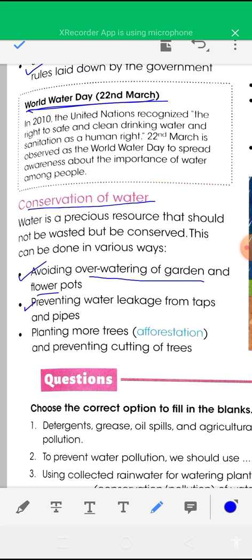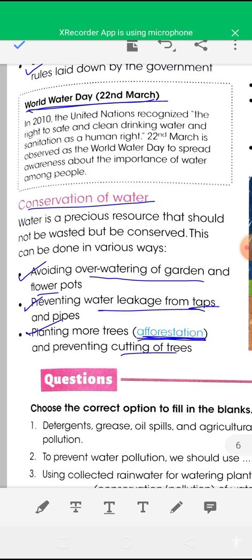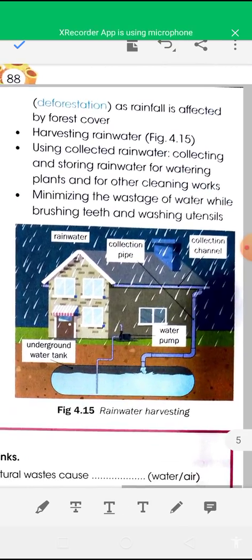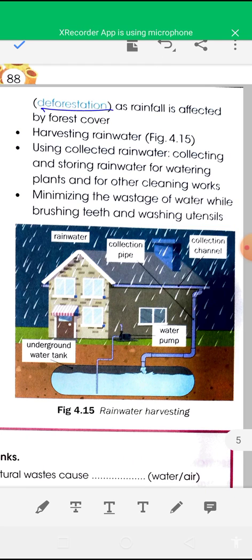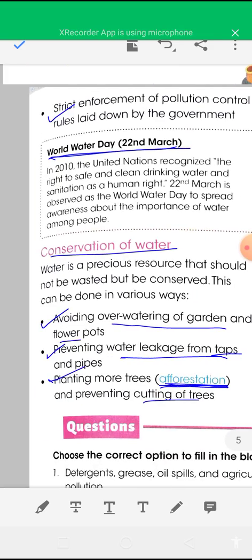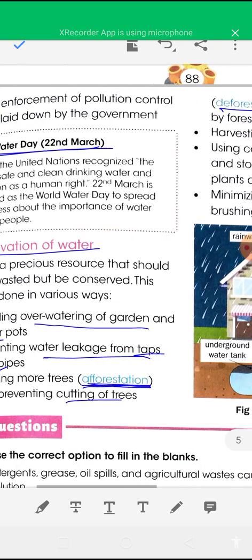Second method is preventing water leakage from taps and pipes. And third, planting more trees, which is known as afforestation. Afforestation means planting more trees, and preventing cutting of trees. Cutting of trees means deforestation, as rainfall is affected by forest cover. So plant more trees and prevent cutting of trees.